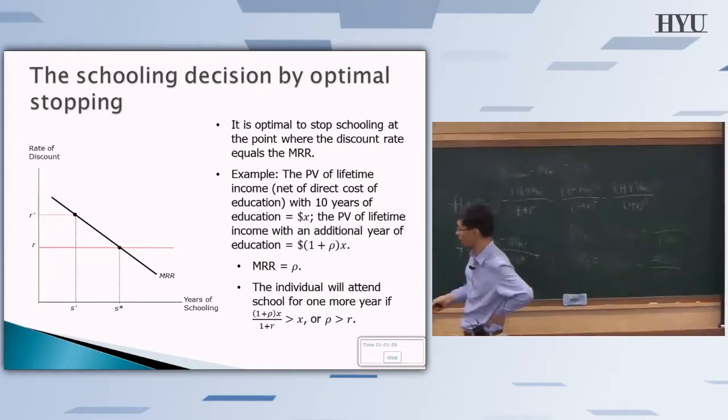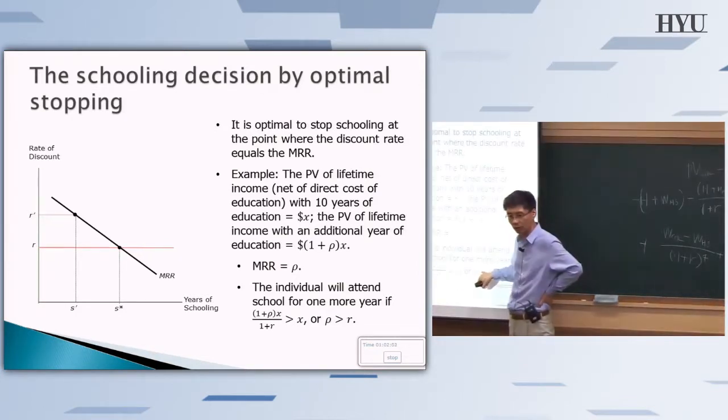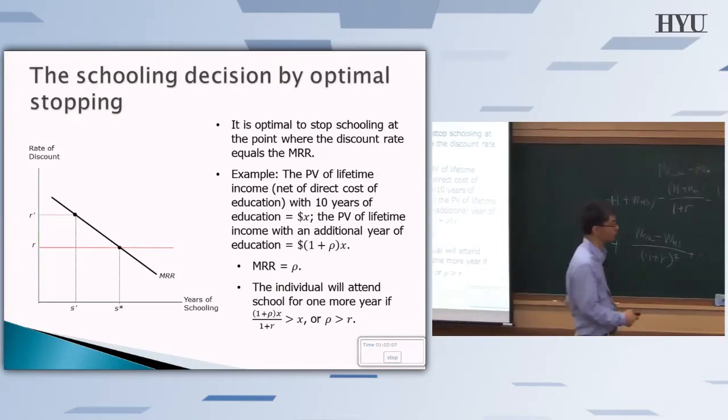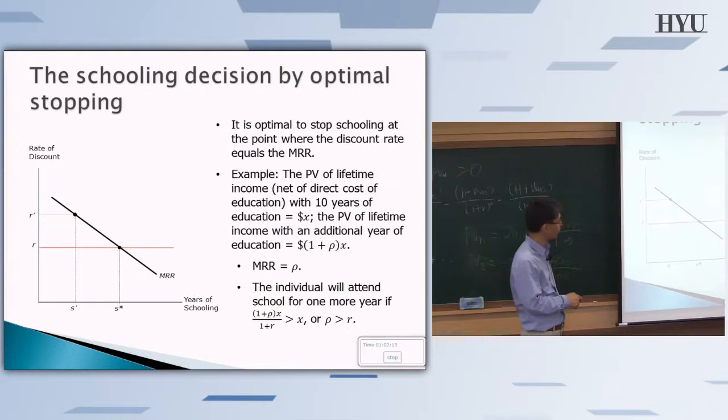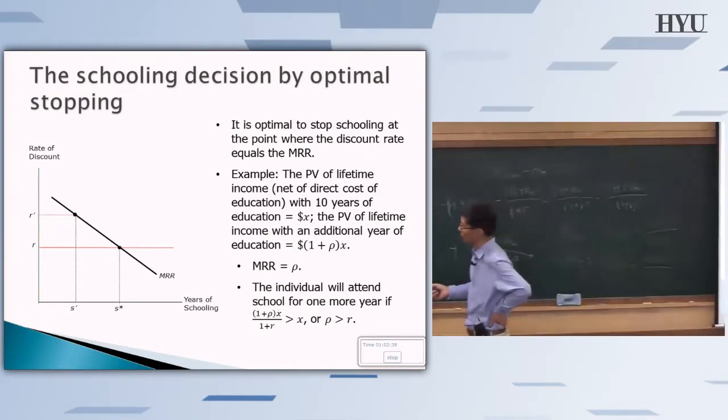But once rho is smaller than r, then it's not worth having 1 more year of education. So what is optimal? Optimal is where they are the same. Okay? So you can say that's the point S star. If there is another individual who has the same wage schooling locus, which means MRR is the same, but a higher discount rate, then you can clearly see that this person's optimal schooling level is lower than this individual's. So higher discount rate, lower education level. Okay? You can see the relationship here.